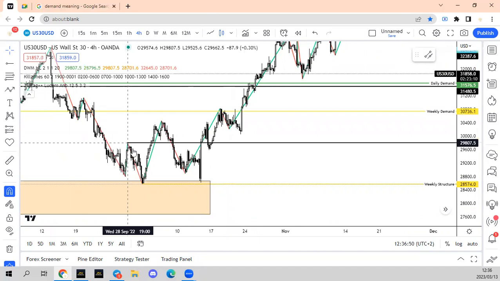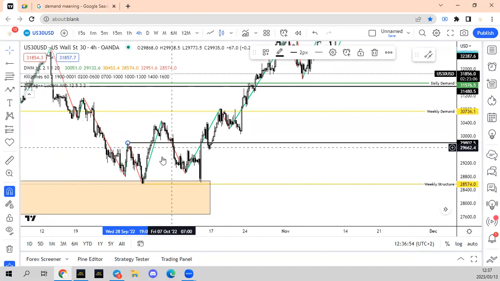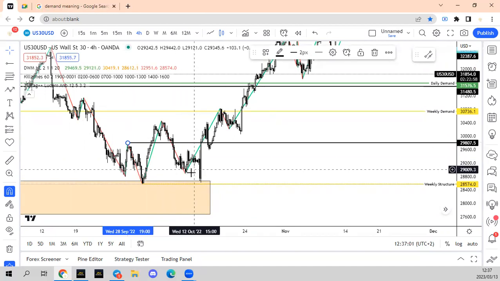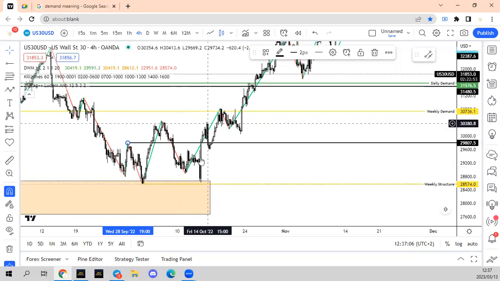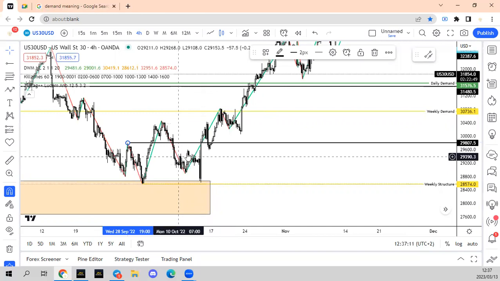We have a demand here. Price already came out of that demand and came back inside to mitigate this demand. It even went below the equilibrium pricing, so it went cheap. If you bought here, you bought cheap. That's why you see this move. It's not a mistake, and it created liquidity here. If you understand Wyckoff, it created a Wyckoff.